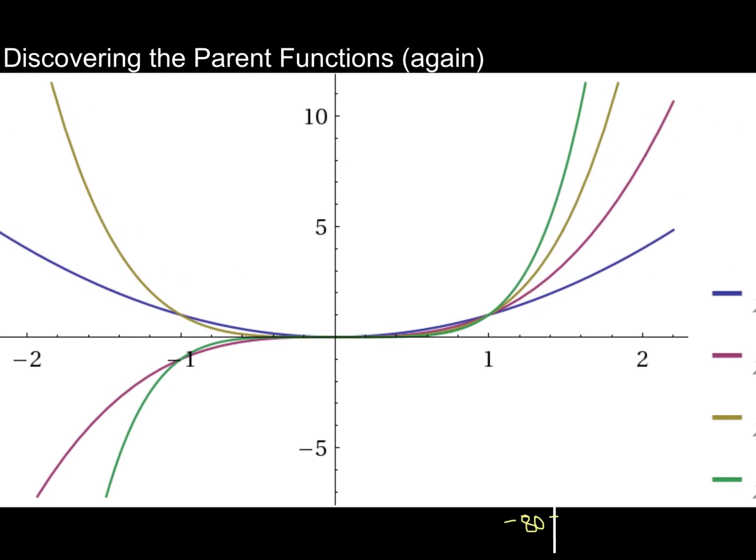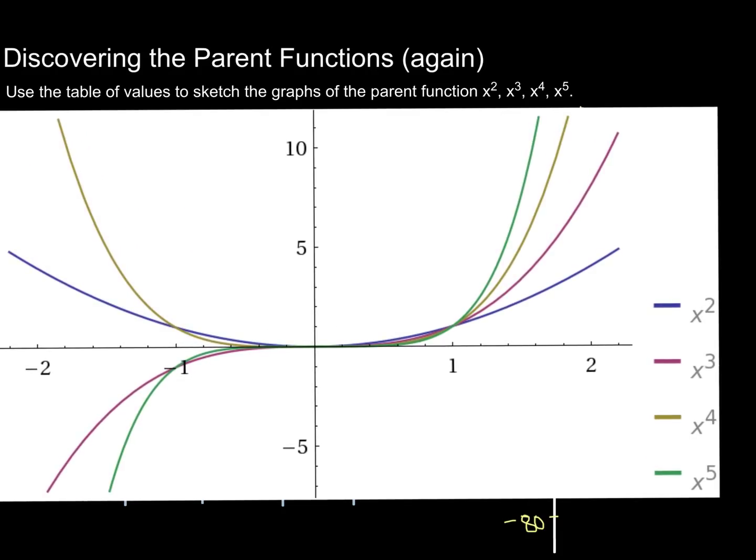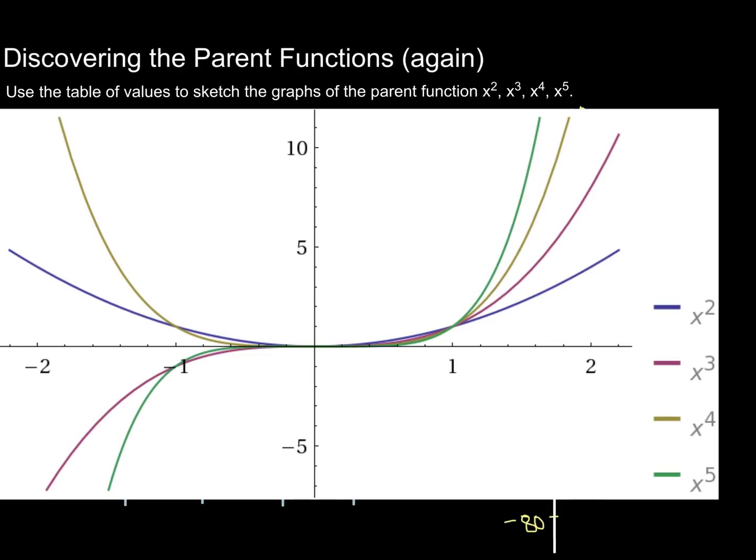Here are the functions. You can take a look at how, for example, x to the fifth, for values in between 0 and 1, is actually the smallest. And then after 1, it's the greatest. The same is true for the negative values. For example, here's x to the fourth. x to the fourth is going to have a lesser value than x squared up until -1, and then it's going to eclipse it.